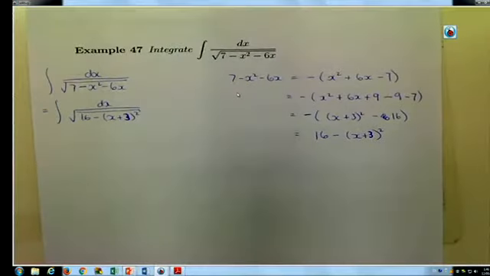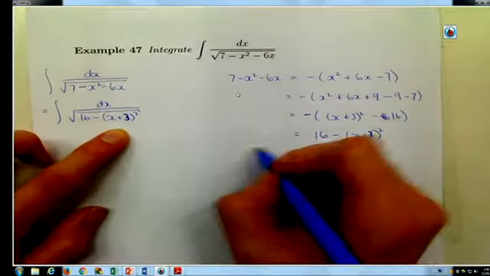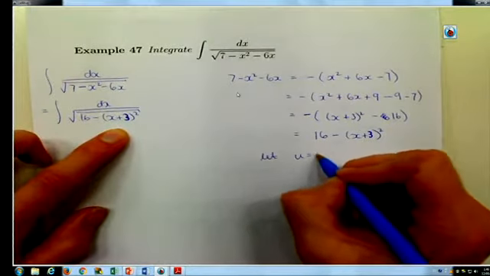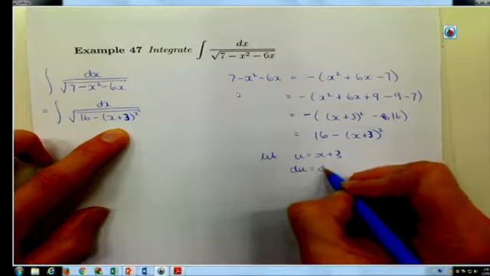Okay, all right, so this looks more like what we've been dealing with all day. Let u be equal to x plus 3, and then du is equal to dx.